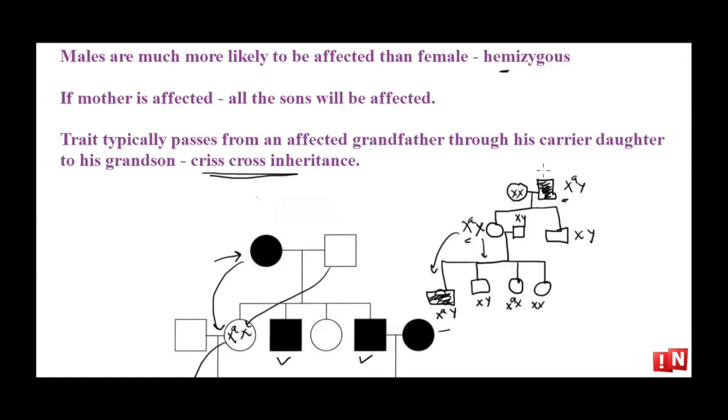So if you see, there was a disease in the grandfather. Through a carrier daughter, this is how we show a carrier, it was passed on to the grandson. This is called crisscross inheritance. From male to carrier female to male, the characteristic or the trait is passed.